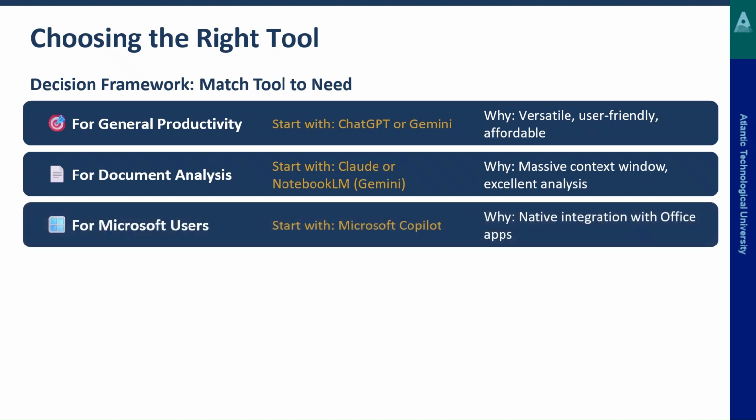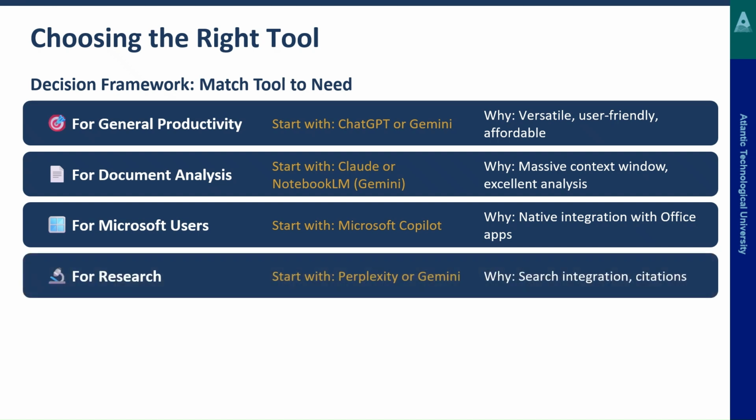For Microsoft users, it's probably best just to stick with Microsoft Copilot, because it's already sitting there ready for you to use. It's already integrated within the Office applications, so it's quite easy. There's no real barrier to access if you're already using Microsoft products. If you want to research, probably Perplexity, Gemini, or even Claude, because they have search integration and they will cite things, so you can double check their citations and check that they're not hallucinating the sources or anything like that.